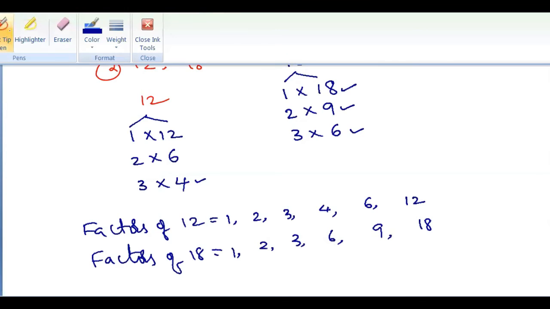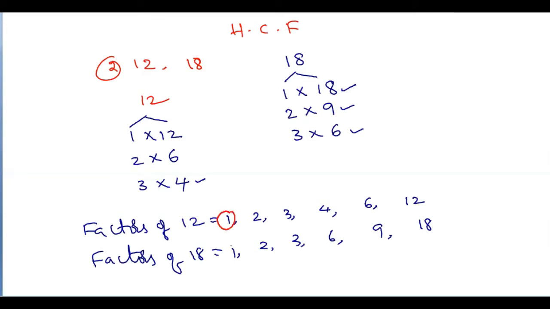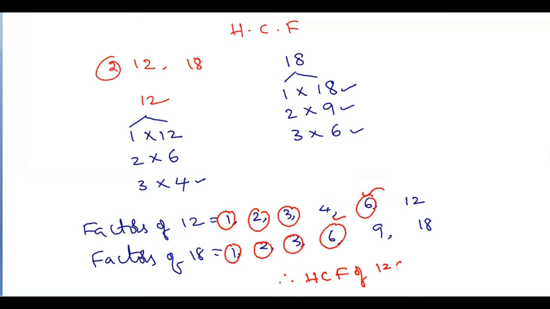Now, what are the common factors? First, we should pick the common factors. 1 is a common factor, 2 is a common factor, and 3 also is a common factor. The next, 6, is a common factor. From all of these, 1, 2, 3, 6, the highest common factor is 6. Therefore, the HCF of 12 and 18 is 6. So we can write the highest common factor.